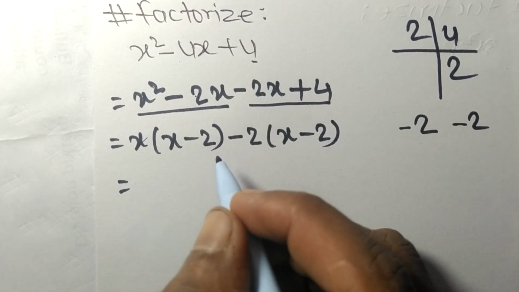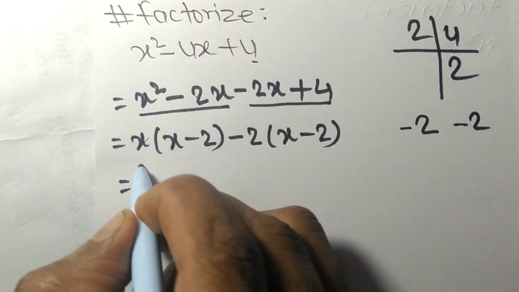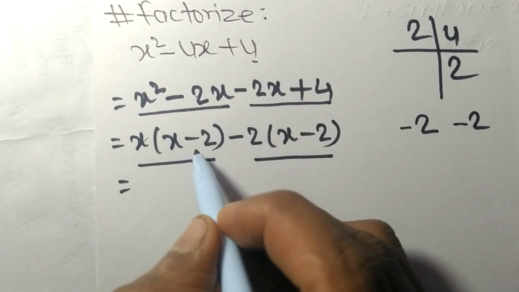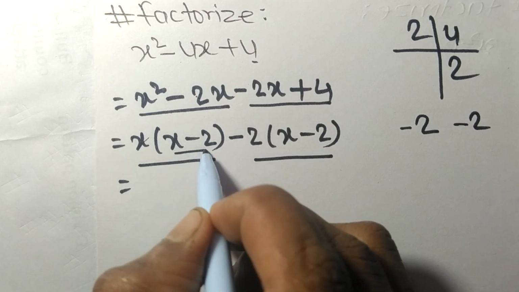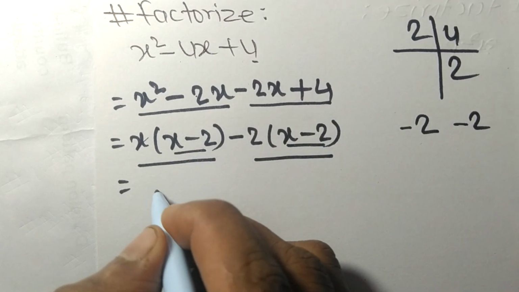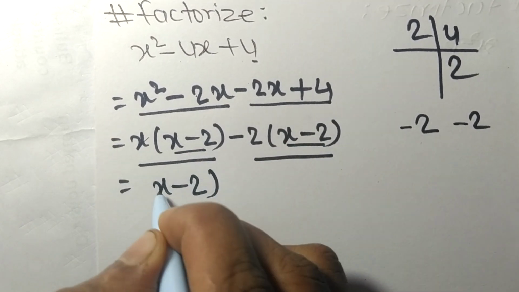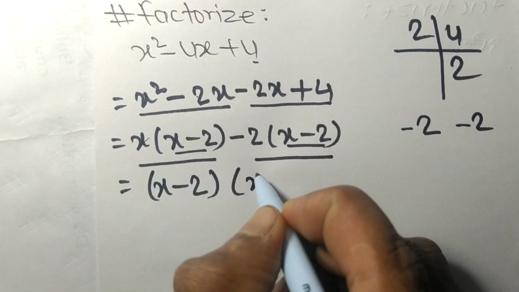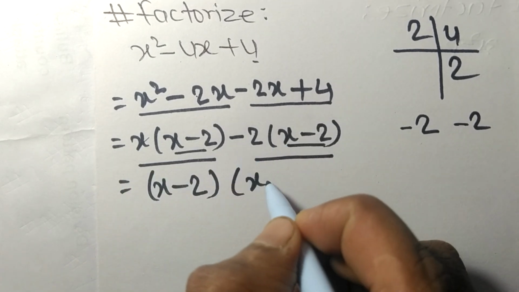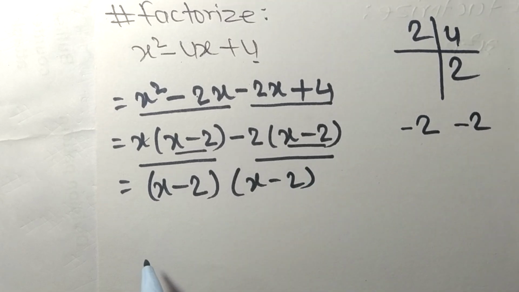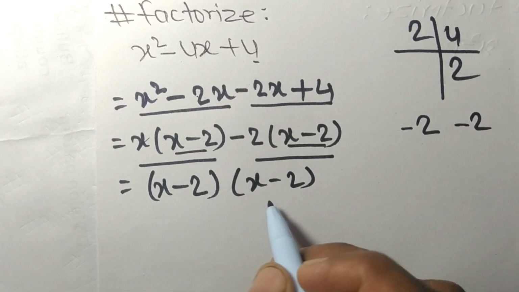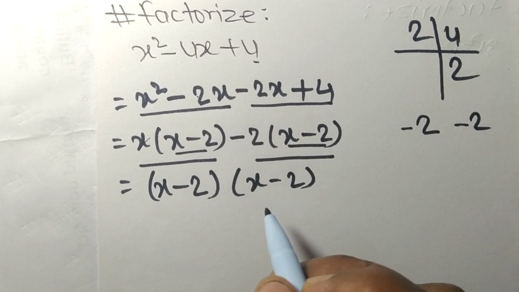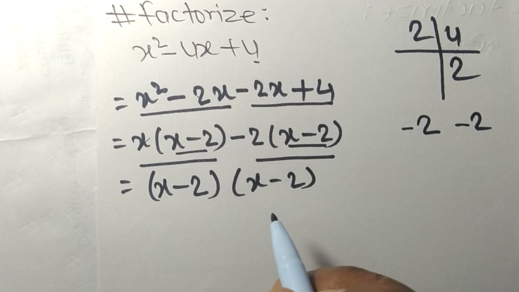So now we find out again the common in the first and last expression. So these both contain x minus 2, so the common is x minus 2. So the remainder is x in the first and minus 2 in the last. So x minus 2 and x minus 2 are the required factors. So this much for today and thanks for watching.